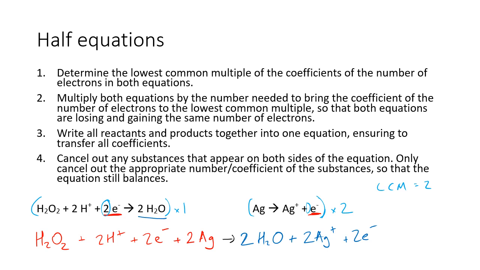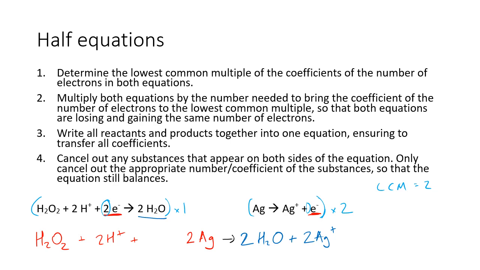Then, step 4, cancel out any substances that appear on both sides of the equation, only cancelling out the appropriate number of coefficients of that substance, so the equation still balances. So what here is on both sides, and they're exactly the same? The electrons. So the electrons can be cancelled. The electrons are always cancelled. So technically you don't really need to write out the electrons when you're doing it. And that's the only thing that is cancelled for these 2 half equations.